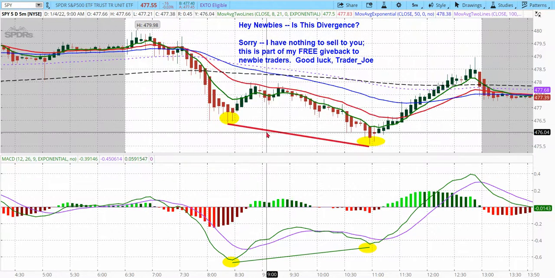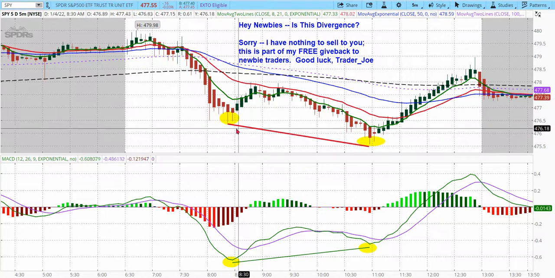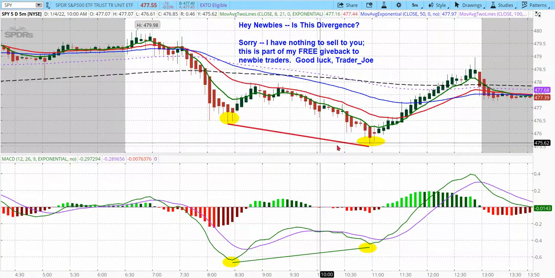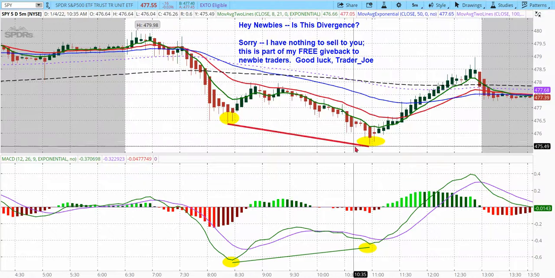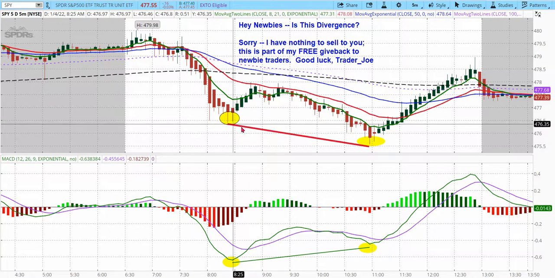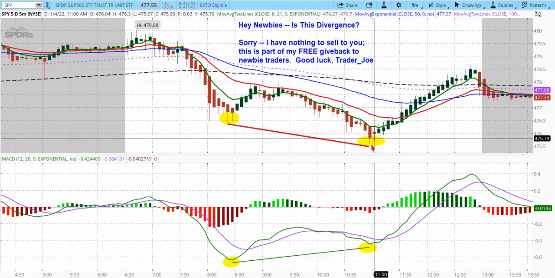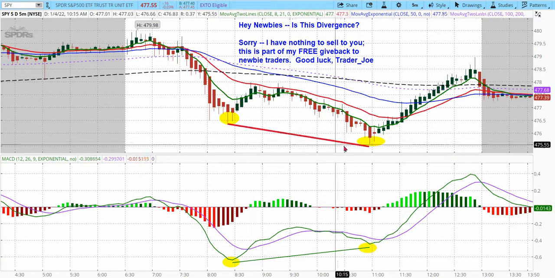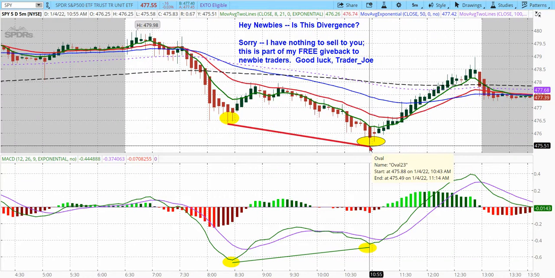Now you see how fat that line is? Okay, so that clearly shows the trend of this line is pointing down. Do you see that? From this bottom here to this bottom here, I drew a trend line, and it's pointing down. That means the trend of the price action is down.